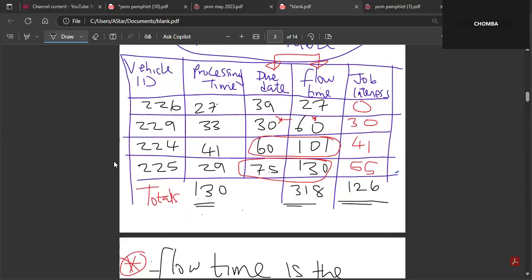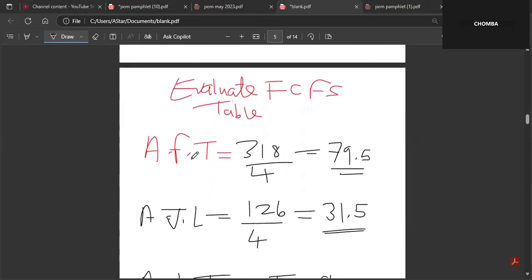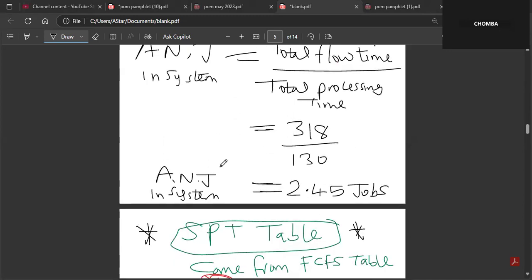What was the average flow time? Average flow time was 79.5. Average job lateness is 31.5. Average number of jobs is 2.45. Is that okay with you? Yes. This is first come, first serve.